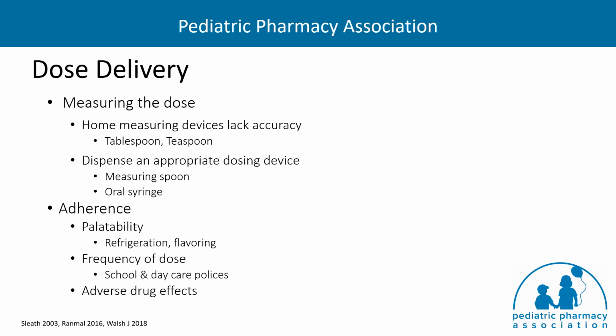It is of utmost importance to make sure the device measuring the dose is accurate. Oral syringes and measuring spoons are considered accurate devices. However, spoons pulled from a kitchen drawer vary in size and are not considered accurate. Palatability can keep a child from taking the medication. They can spit it out, or they refuse to open their mouths if they don't like the way the medication tastes. Refrigeration and flavoring can help and should be utilized when necessary.